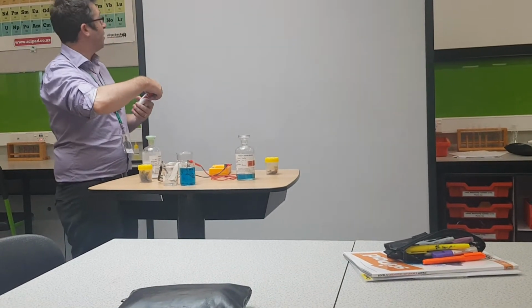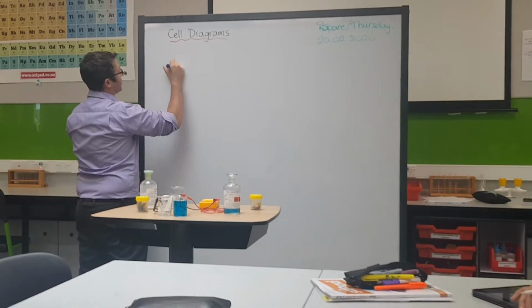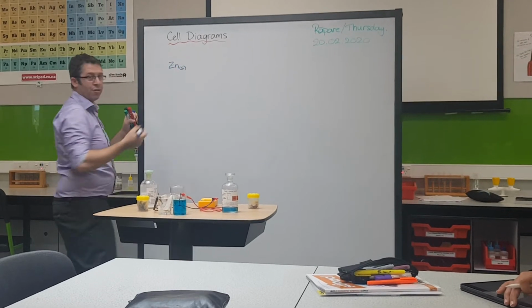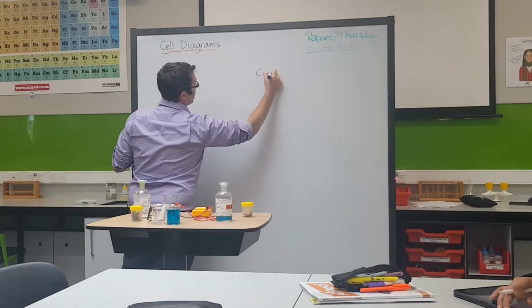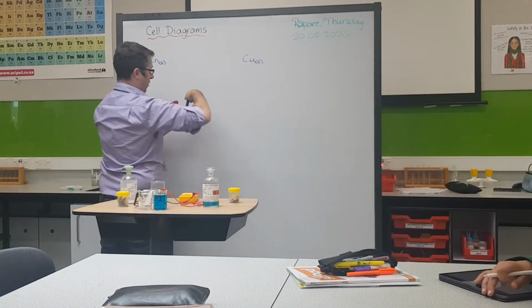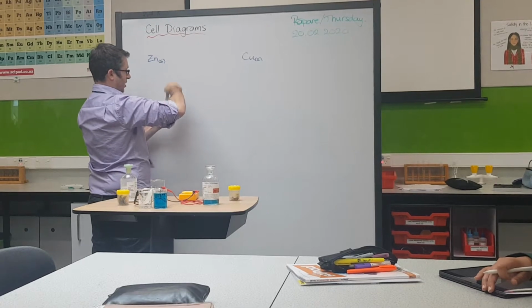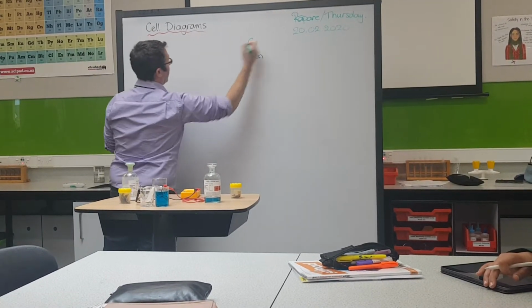So what I've got, my cell diagram here, is I've got zinc on one side, and it's a solid because it's my anode. On the other side, I've got copper, which is also solid, and they're plugged in. So that's why they have to be solids. So here is my anode, and here is my cathode.